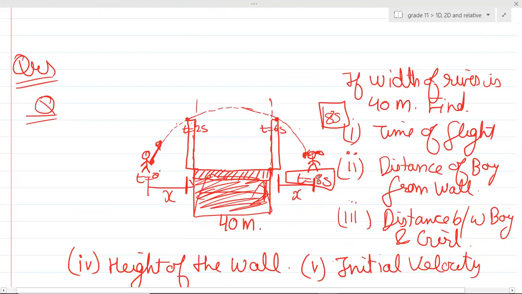Sir, but wait. We will also include the time from the boy to the first wall. वाला time भी तो होगा ना include. Yes, it is. यहाँ से यहाँ तक का time कितना है? What is the time from this to this? 2 seconds. What is the time from here to here? 4 seconds. And what is the time from here to here? 2 seconds. What is total time?